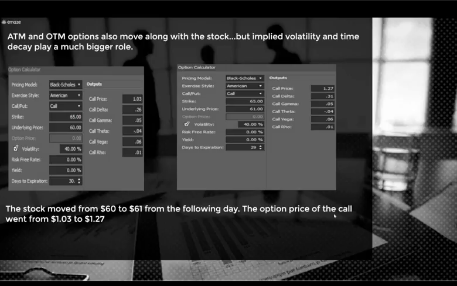This is going to be the same, where volatility is the same. We move out a day, and we look at the call price on the left side, and it's $1.03. Then on the right side, it's $1.27. Again, this is the same move from 60 to 61. And you look at the delta here, if we go back here as well.